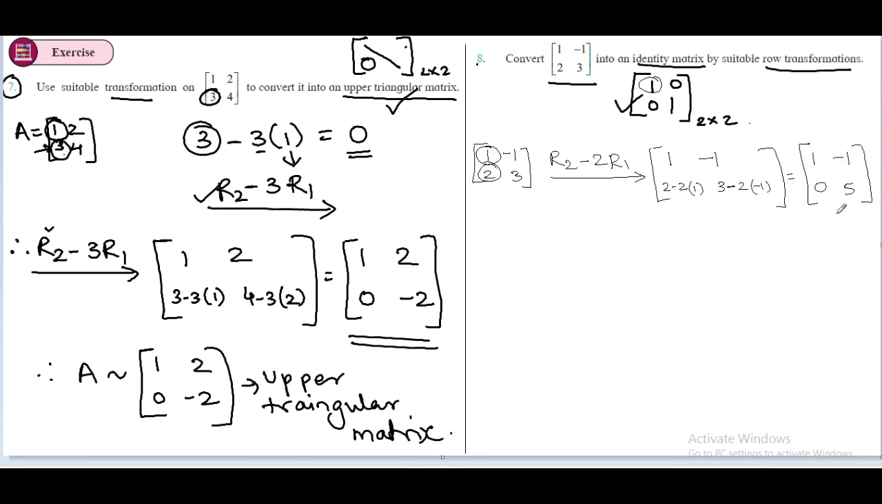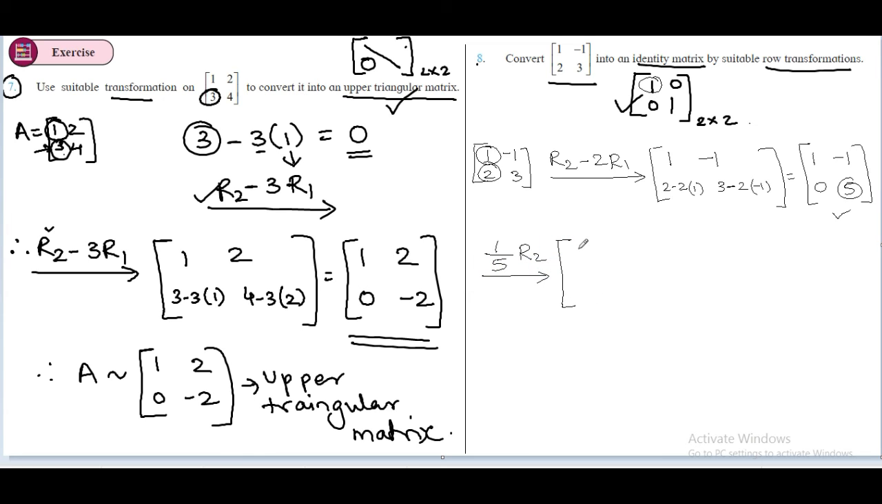Now what operation will you do on this matrix to get 1 over here? I know if I divide the whole row by 5, I will get 1 over there. So my next operation is multiplying row 2 by 1 by 5.